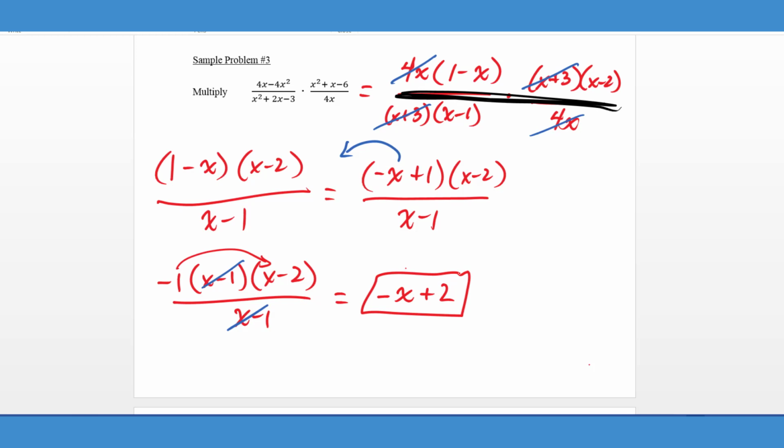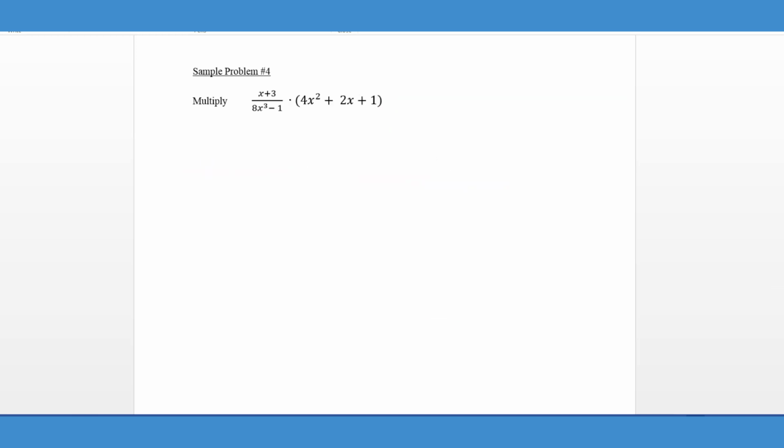Alright, so let's take a look at the next sample problem. Now this one can be a little bit tricky if you're not paying attention. But keep in mind that this second term is really all over 1. Now, here's where you have to reach back a little bit to your polynomial functions. 4x squared plus 2x plus 1 actually cannot be factored, and so you have to be real careful about trying to factor that up front.